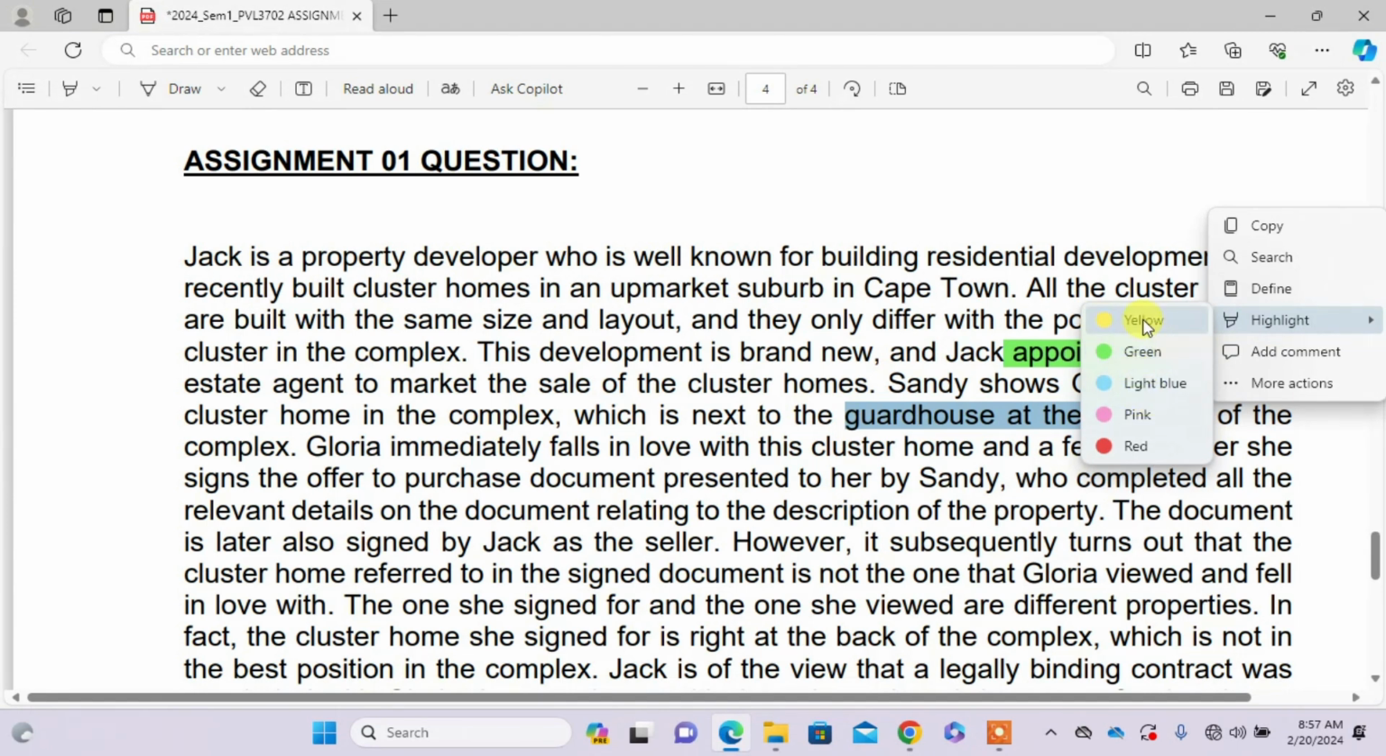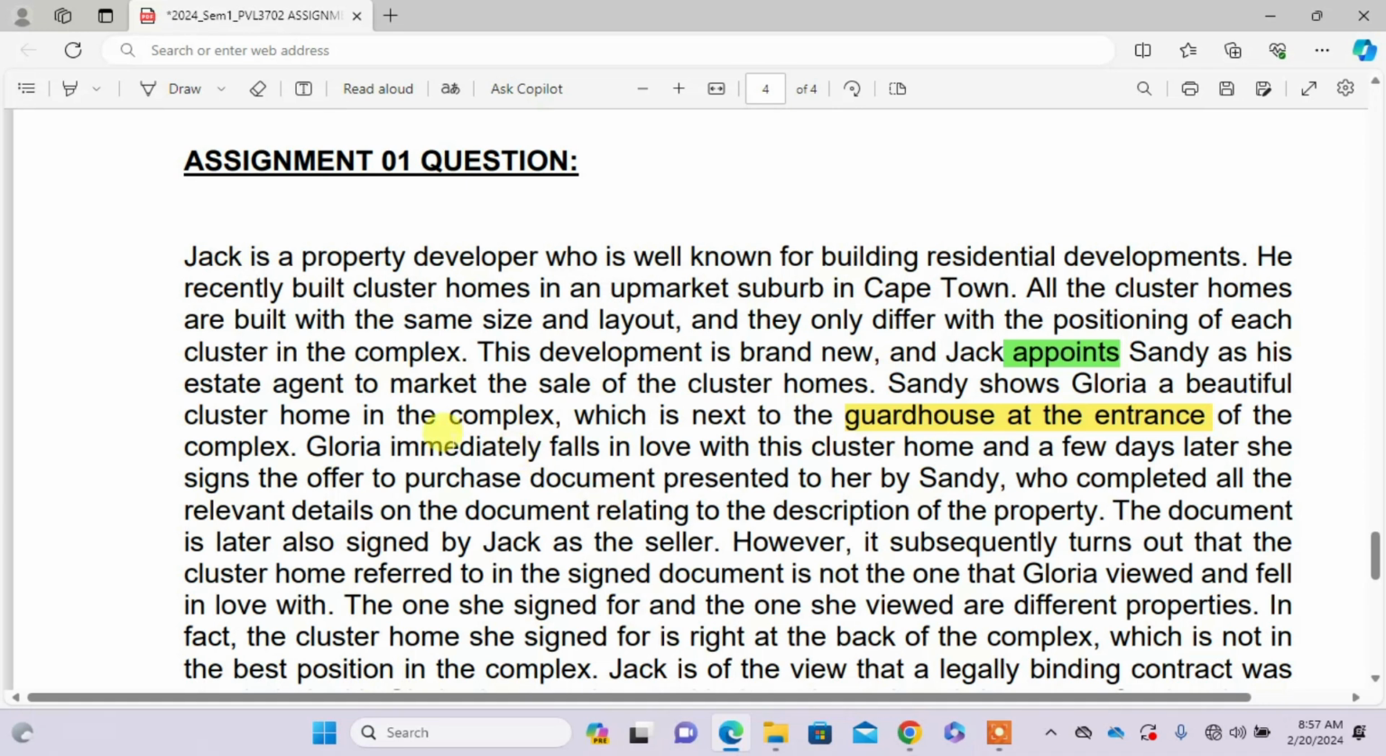Let's put it in yellow. So Sandy is showing Gloria, saying, "Look, Gloria, look at that cluster home, which is next to the guardhouse at the entrance." And then Gloria immediately falls in love with the cluster home. In a few days, she signs the offer to purchase document presented to her by Sandy. Okay, she signs.